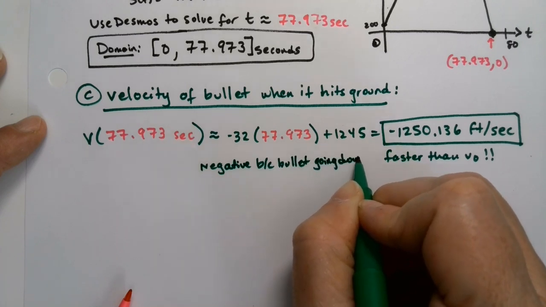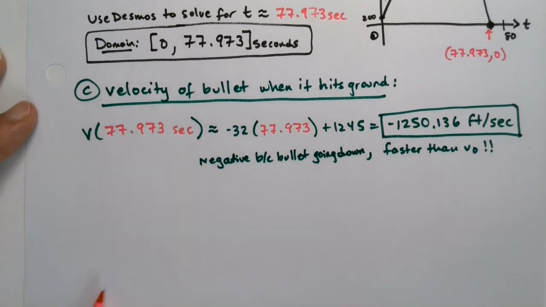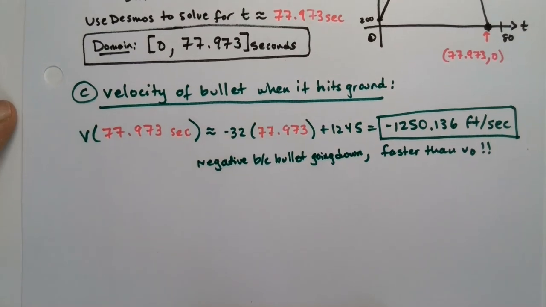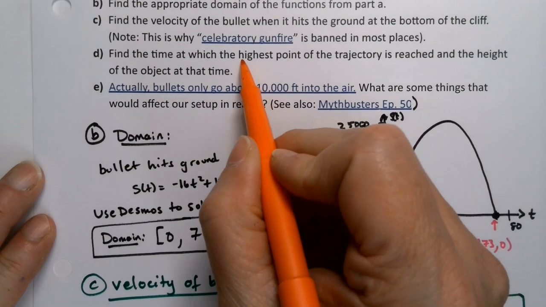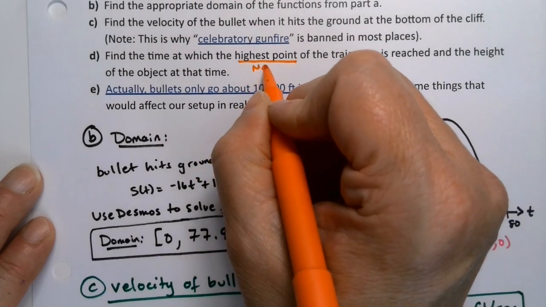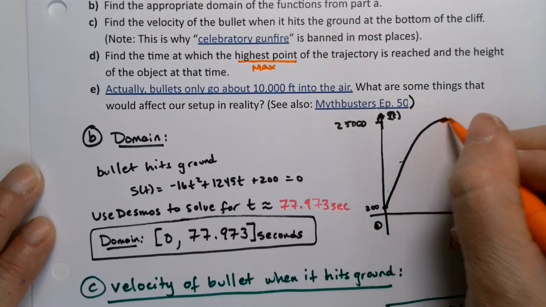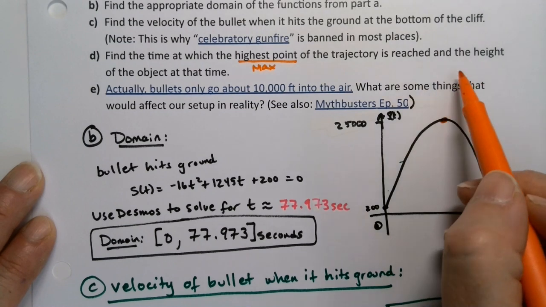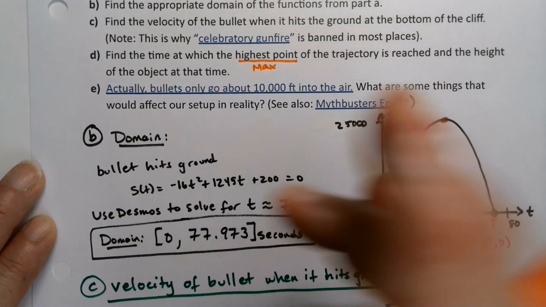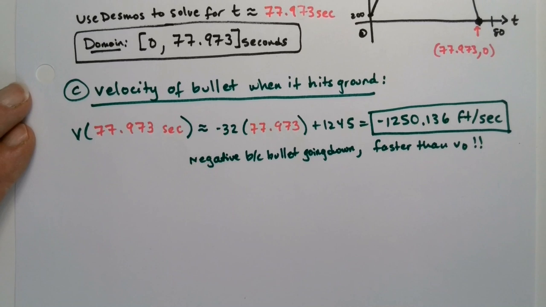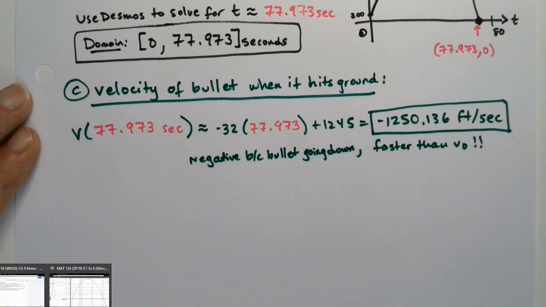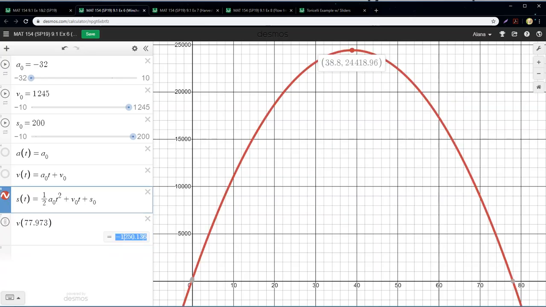All right, letter D. They want us to find the maximum. Find the time at which the highest point of the trajectory is reached. In other words, find the max, which is up here at the tippy top of the graph, and what height it is at that time. Well, again, they didn't ask us to play, nor did they ask us to do it by hand. So I'm going to grab Desmos. I'm going to click up here on the maximum, and it's 38, I'm going to write this on my paper, and I'll show you in a second.